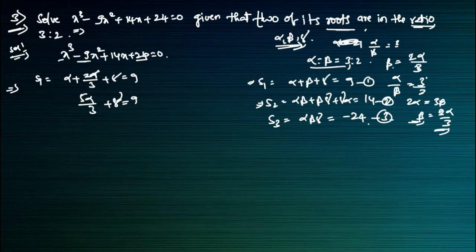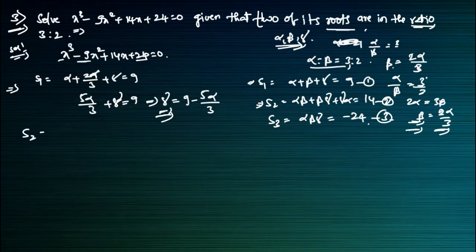Now from this we can get gamma. So gamma is equal to 9 minus 5 alpha divided by 3 here. Now this gamma value and beta value I will substitute in the second equation.